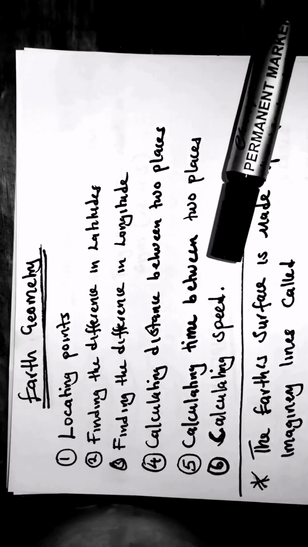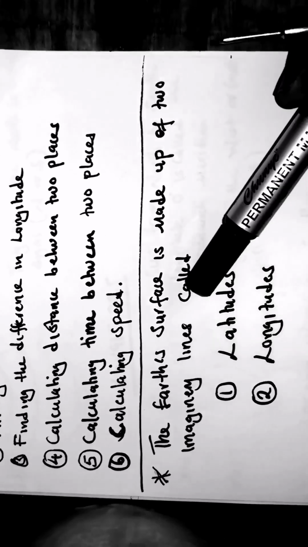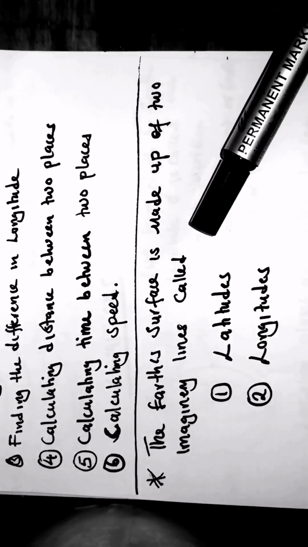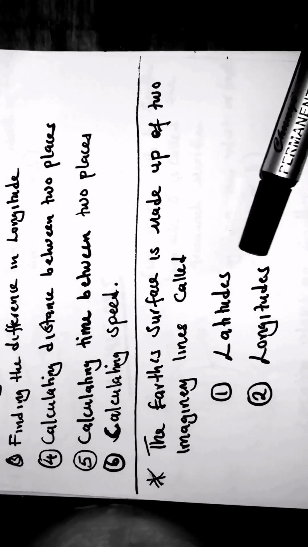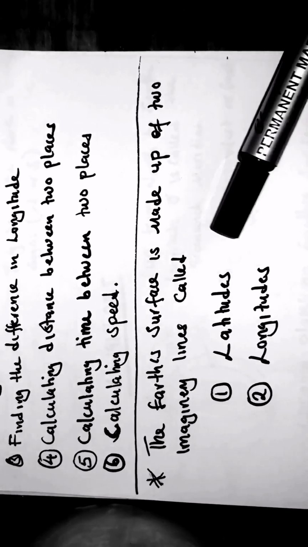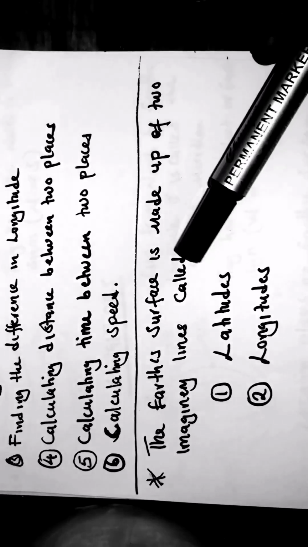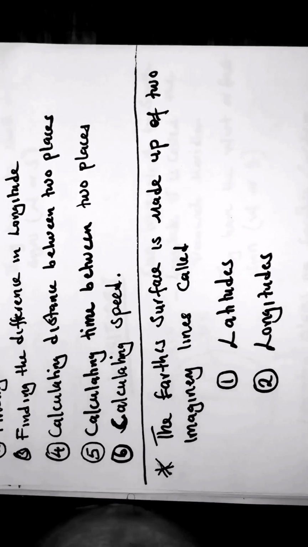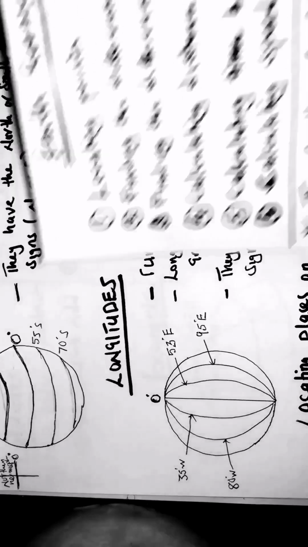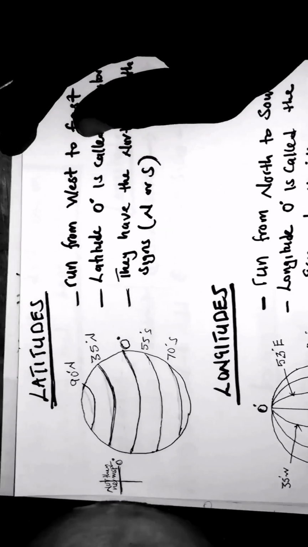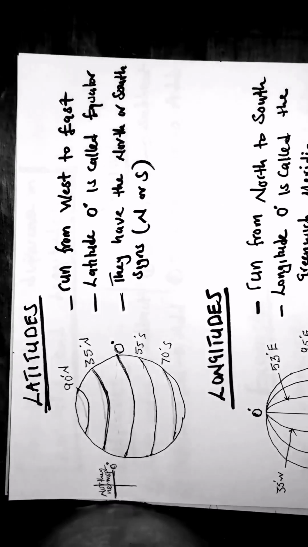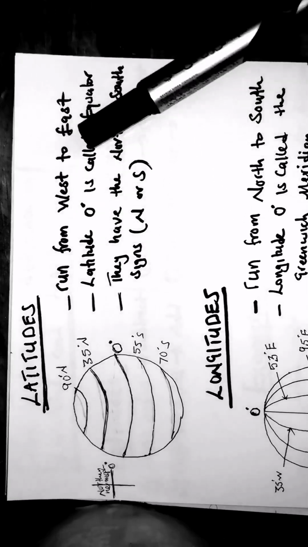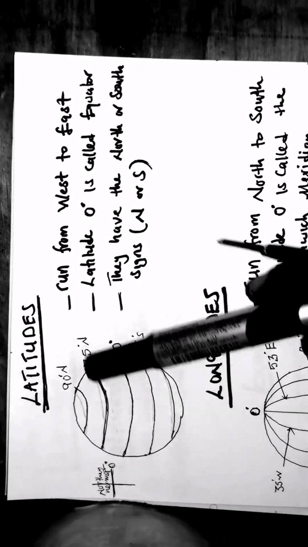Okay, so now the surface of the Earth is made up of two imaginary lines, and these lines are called the latitudes and the longitudes. So now, what are latitudes? So latitudes are lines that run from west to east, west to east.